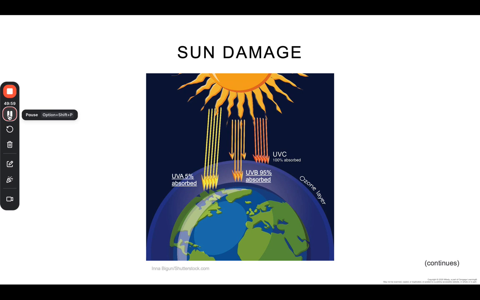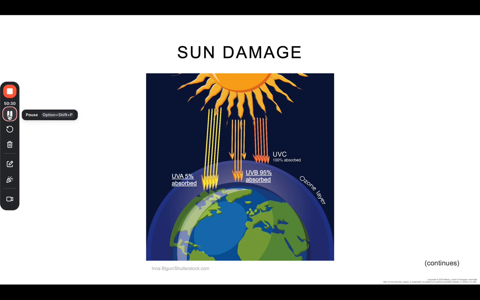Sun damage is another factor that we have to consider when it comes to having healthy skin. The sun and ultraviolet radiation have the greatest impact on how our skin ages. According to the U.S. Department of Health and Human Services, ultraviolet radiation, or what we call UVR, is a proven carcinogen. UV meaning it's cancer causing. UV exposure alters DNA and can cause skin cancer.